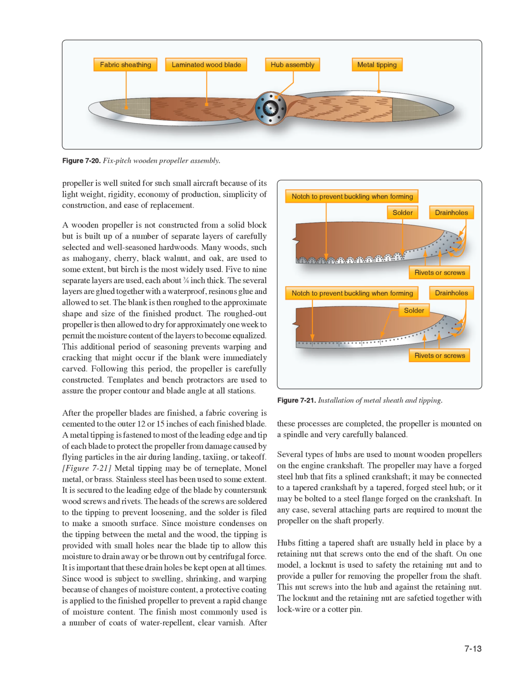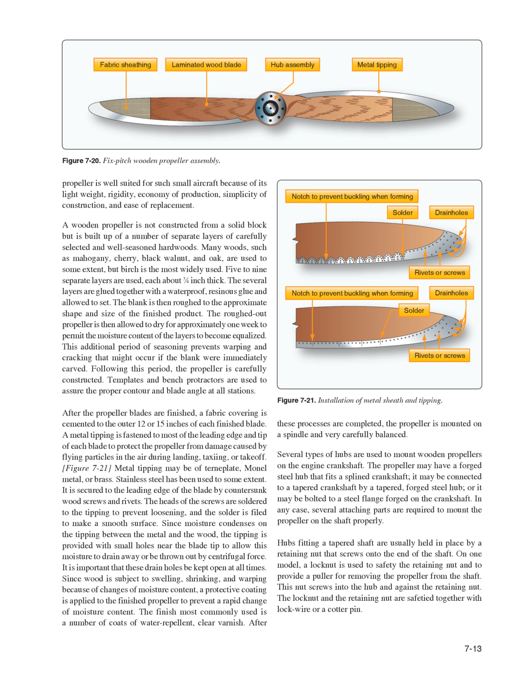A wooden propeller is not constructed from a solid block but is built up of a number of separate layers of carefully selected and well-seasoned hardwoods. Many woods, such as mahogany, cherry, black walnut, and oak, are used to some extent, but birch is the most widely used. 5 to 9 separate layers are used, each about 3/4 inch thick. The several layers are glued together with a waterproof, resinous glue and allowed to set. The blank is then roughed to the approximate shape and size of the finished product.